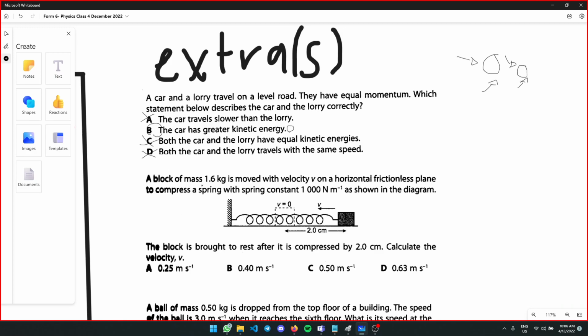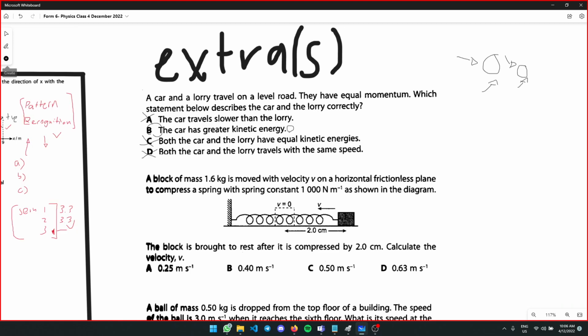A block of mass 1.6 is moved with a velocity v on a horizontal frictionless plane to compress a spring of spring constant k. They give you k equals 1000 newtons per meter. The block comes to rest after it is compressed by 2 cm. Calculate the velocity.